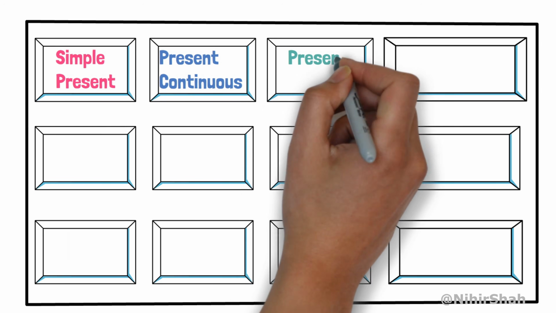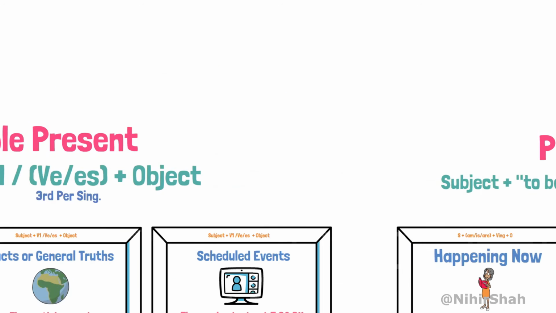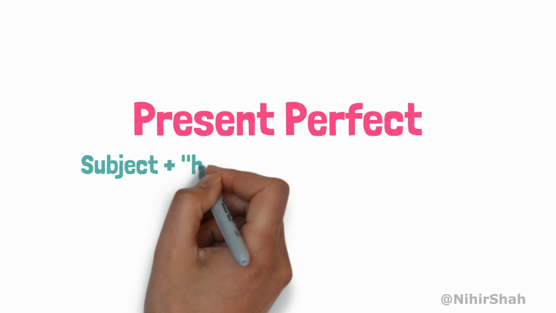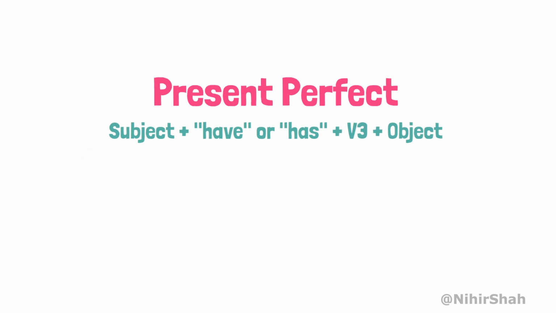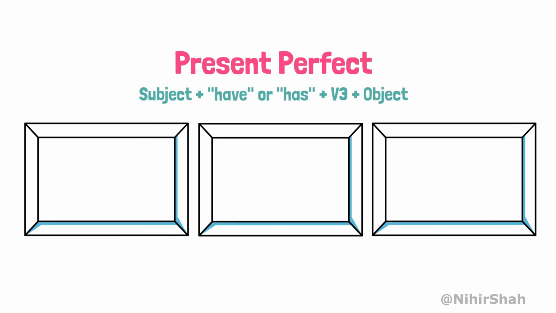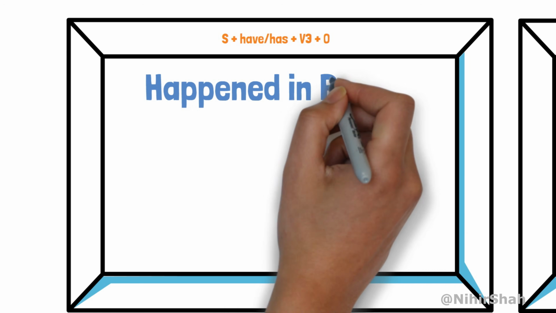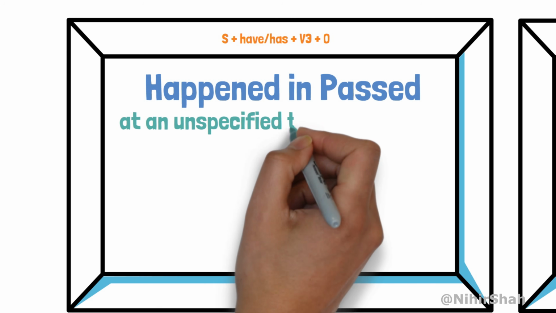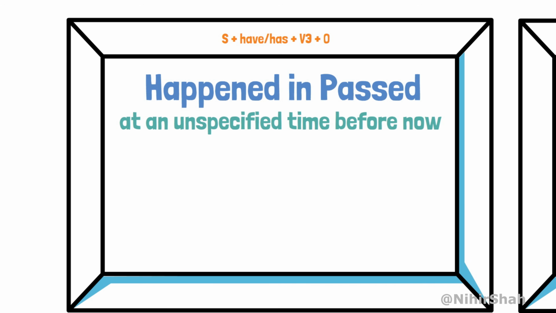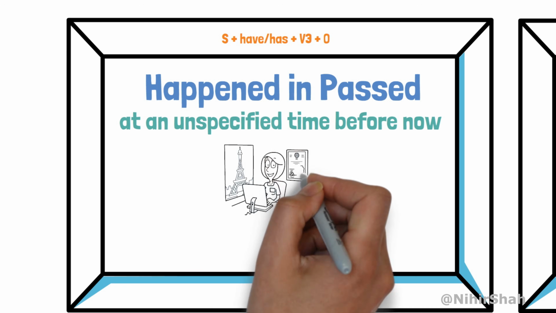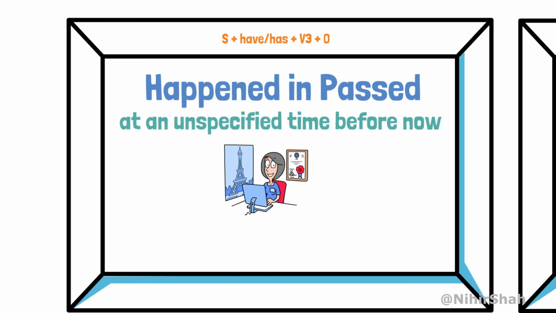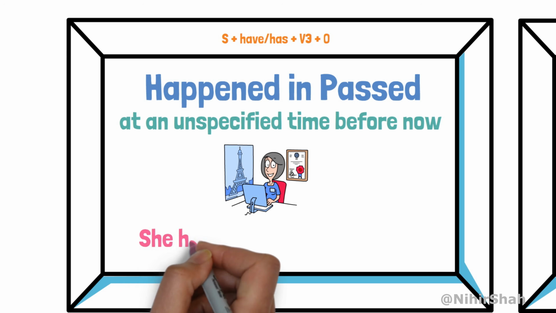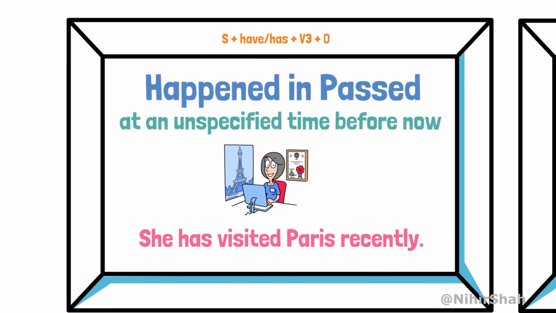Number 3, present perfect tense. The sentence structure is subject plus have or has plus verb's third form plus object. The present perfect tense is a verb tense used to describe number 1, actions that happened at an unspecified time before now. These are actions that occurred at some point in the past, but the exact time is not mentioned. For example, she has visited Paris recently.